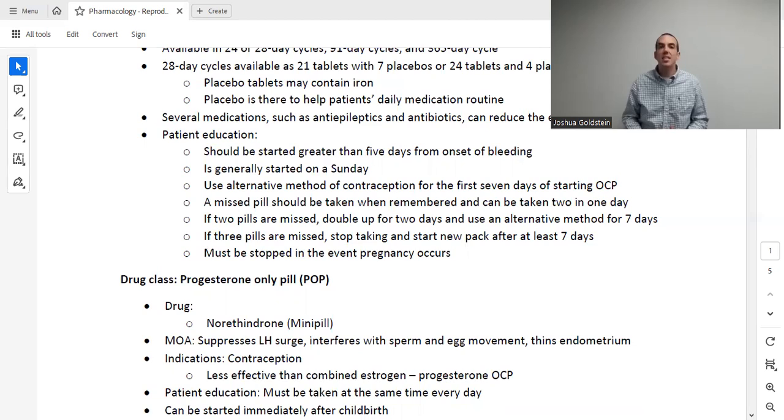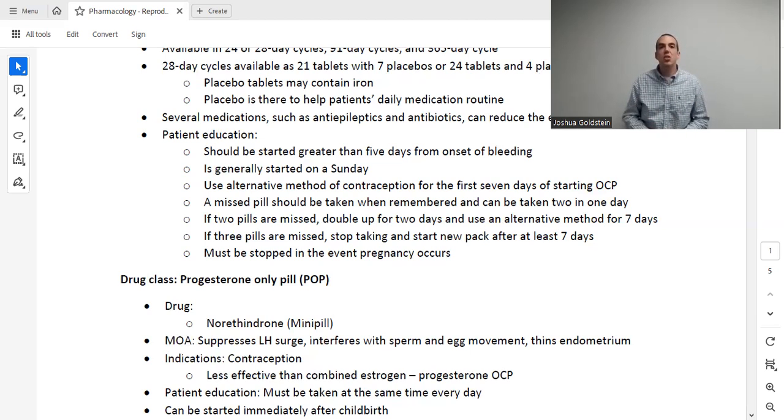Several medication classes, most notably anti-seizure medications and antibiotics, are known to reduce the efficacy of oral contraceptives. Unfortunately, please note that some of these medications are actually teratogenic. So not only would they decrease the efficacy of your birth control, but if you did become pregnant, you need to get off of these because they are teratogenic. So that's definitely something that you need to keep in mind.